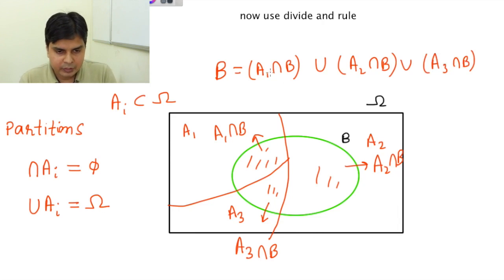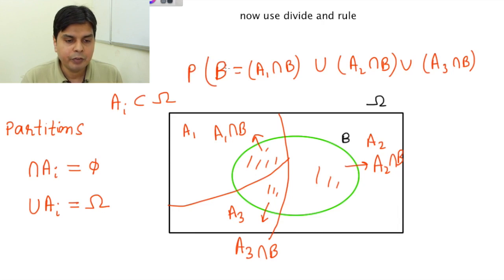Now all these three sets are disjoint sets. Why? Because the Ai are disjoint. So A1 intersection B, A2 intersection B, A3 intersection B are disjoint sets. What is the benefit I am getting by working with disjoint sets? Use axiom number 2 of probability: since these three are disjoint sets, the probability of B will be the sum of these three probabilities. So I had my goal of finding the probability of B, and I have broken this task into finding the probability of each of these events.